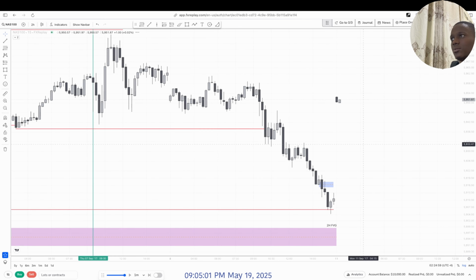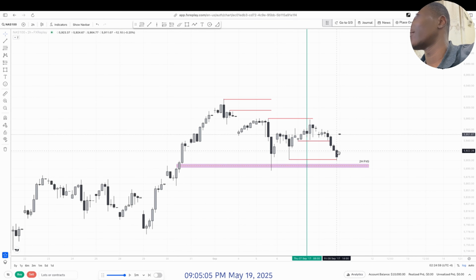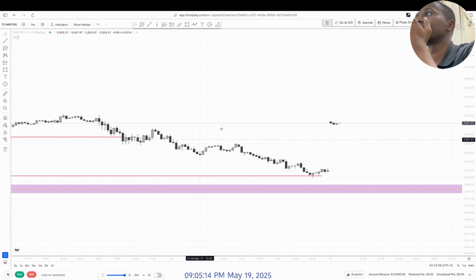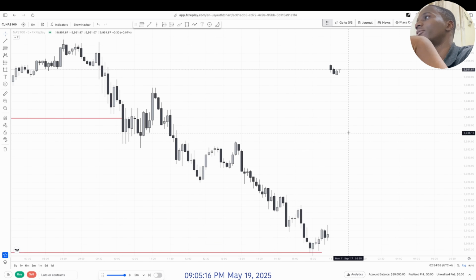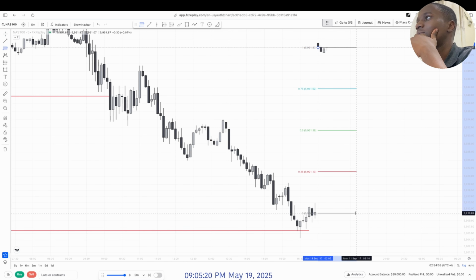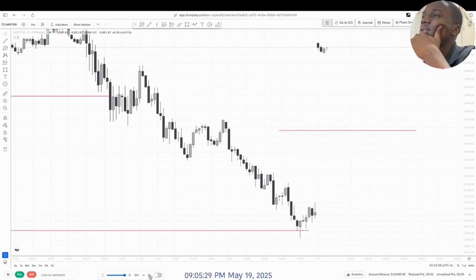First of all, we'll look to our. You can see we created an opening, really big opening gap. Let's see if we can approach the consequent encroachment, which means we have a bearish bias to maybe reach the consequent encroachment, which will be somewhere here. So let's mark it.